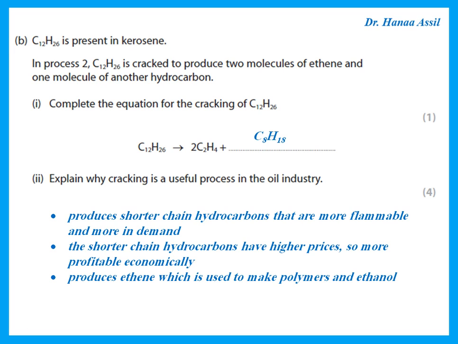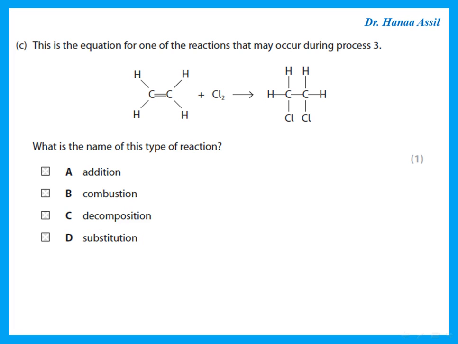We also get things like ethene or different alkenes, and these are used to make polymers. So if I'm making ethene from cracking, I use it to make polymers, and I can use it to make ethanol, which is an important product also.